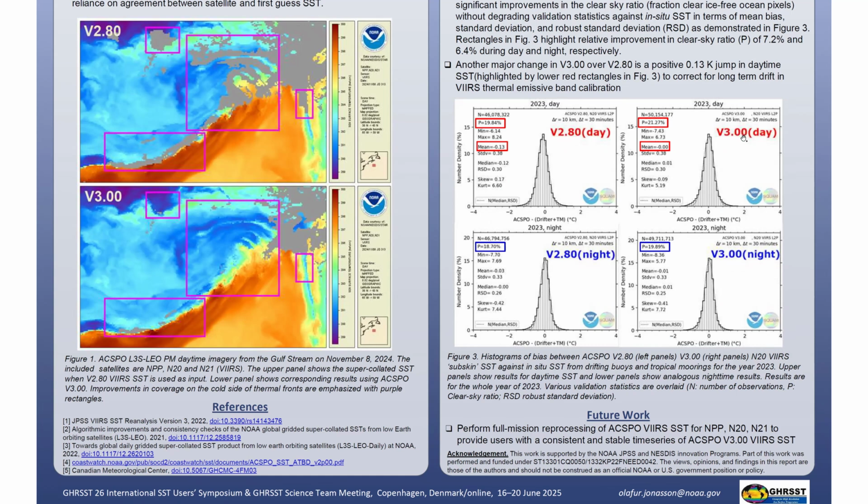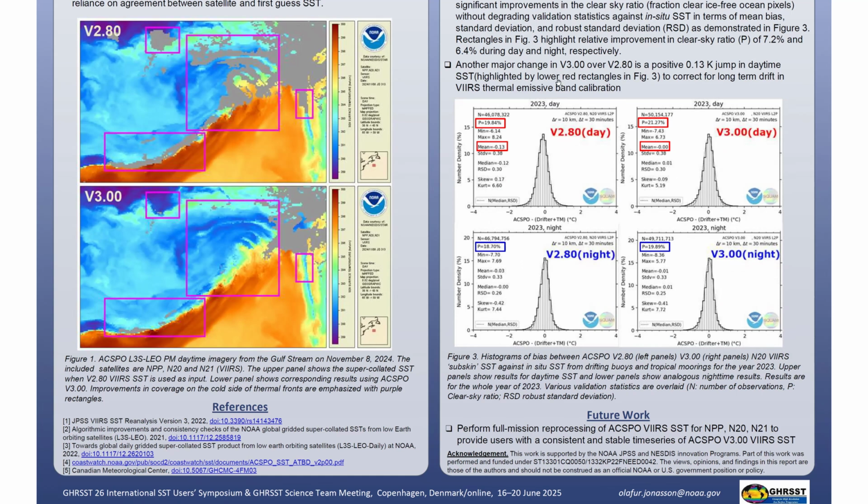And this is a whole year. This is based on a whole year of data, 2023. You get a similar improvement for the nighttime SST. The clear sky ratio is 18.7% for 2.8 and up to 19.87% for 3.0.